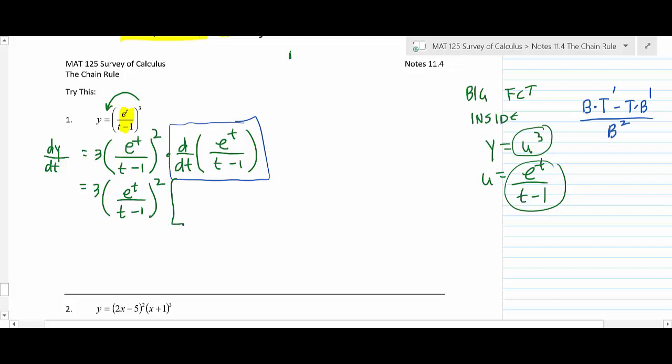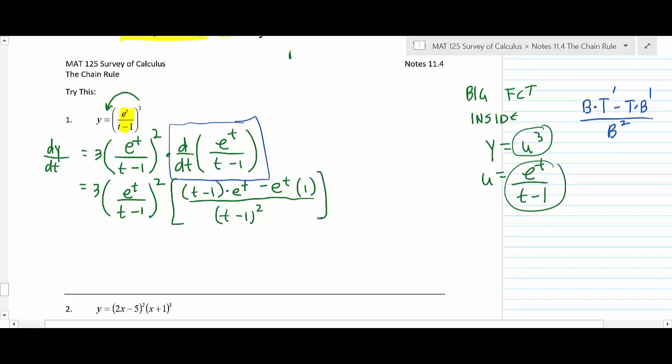Now let's put this in the quotient rule. You're going to have the bottom, which is t minus 1. What is the derivative of the top? e to the t. The derivative of e to the t is e to the t. Then you do minus the top. What's the derivative of t minus 1? 1. See, you can do those pieces in your head when you can, and then you go all over the bottom squared.